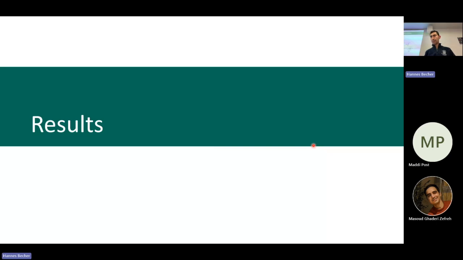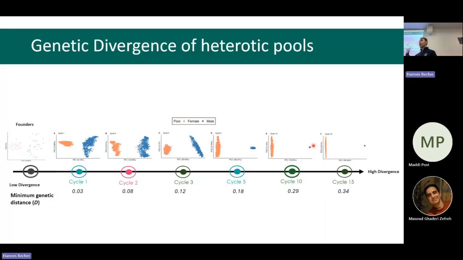Okay, let's see some results. Before, I would like to show this. This is the genetic divergence between the heterotic groups, just to nicely show how they become split. Of course, these are PCA plots at the different cycles, cycle 1, 2, 3, 5, 10, and 15. Maybe you cannot see the numbers of the PC1, but as we advance over cycles, the PC1 increases the proportion of variance explained.